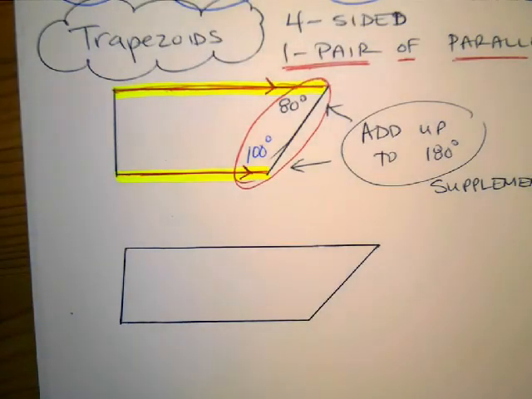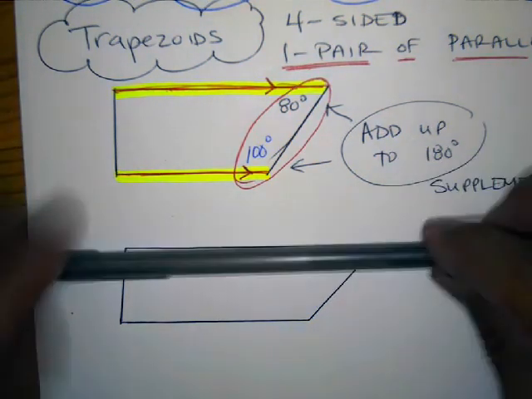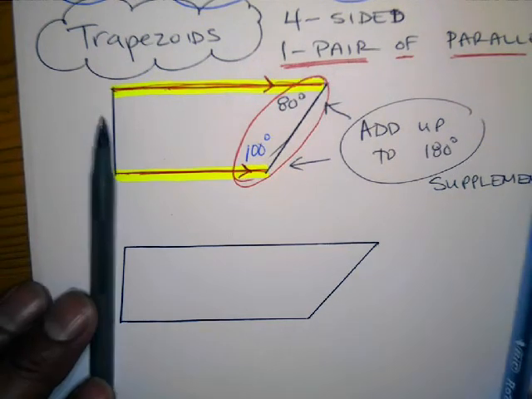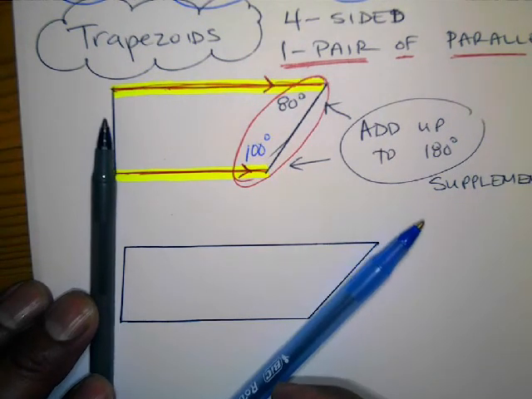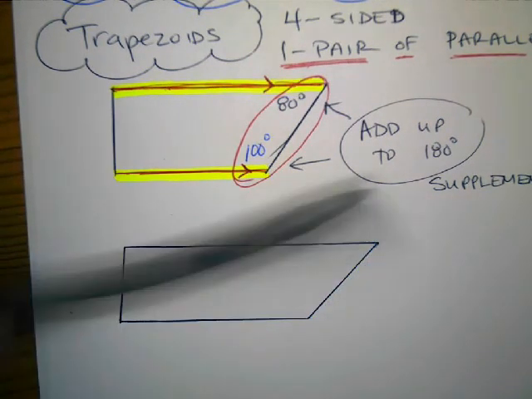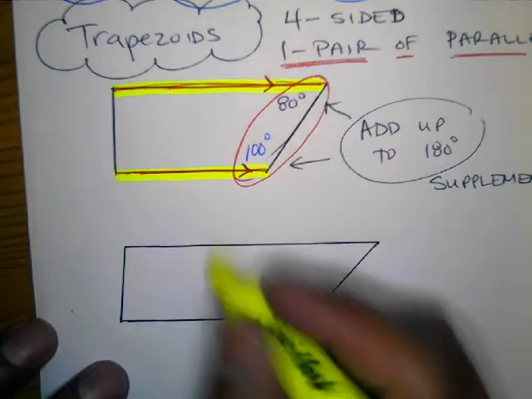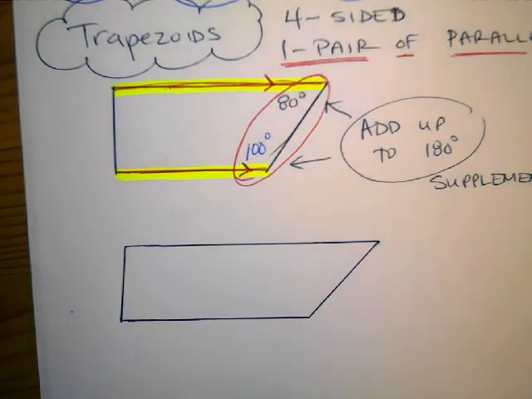So again, use a highlighter so you can see which is the one pair of lines that are parallel. It's obviously this line is parallel to this one. It can't be, this one is not parallel to this one. That's not it. It's obviously the top parallel to the bottom, right?